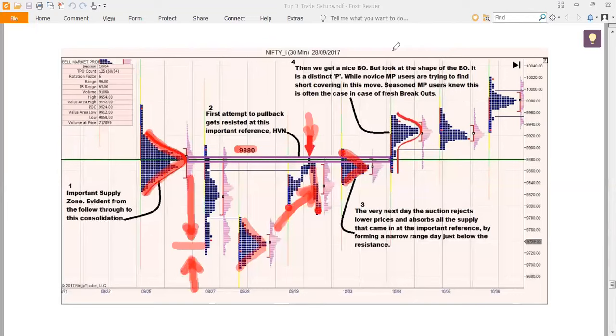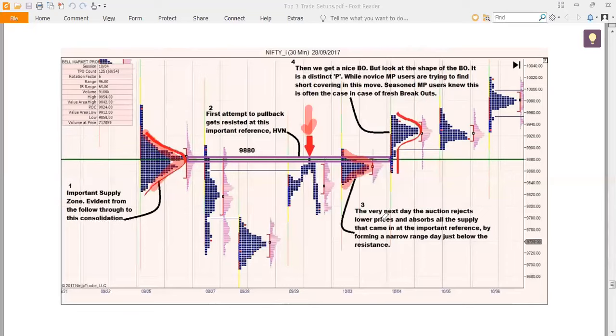Now let me clear all that. This rejection was good, in fact, because it came at the reference and got rejected immediately. It comes again at the reference and there is no rejection to the downside. The prices just stay there. Now, if the selling was coming in, prices should have moved down. But despite selling coming in, because we know that this reference is a supply zone, price is not moving down. It tells us that somebody is buying all that supply. And that is where the absorption principle comes in, which we saw earlier.